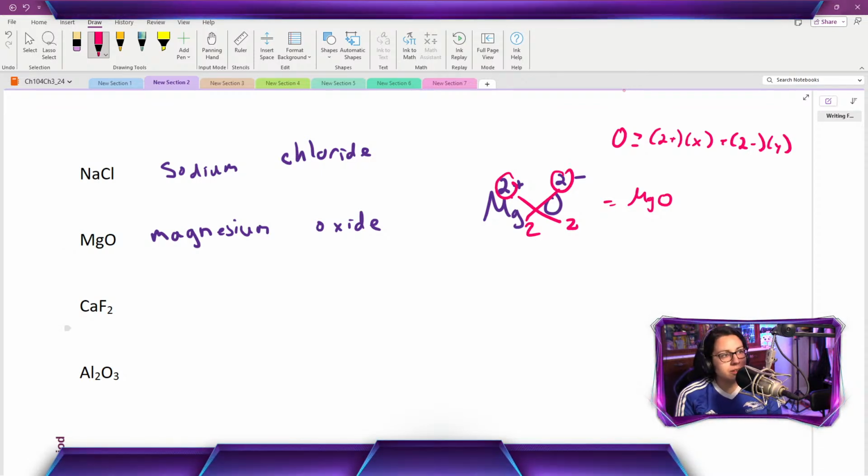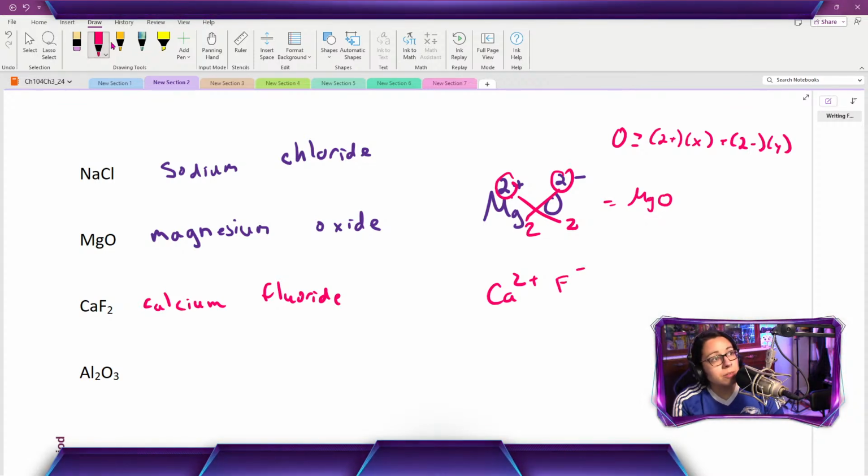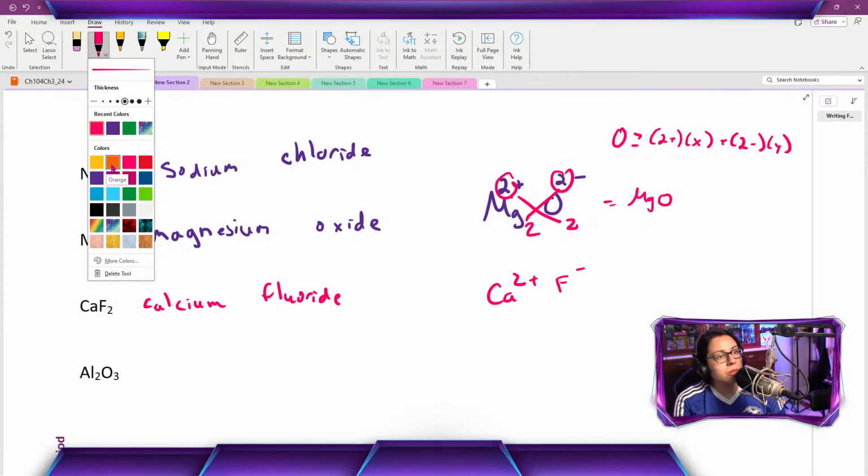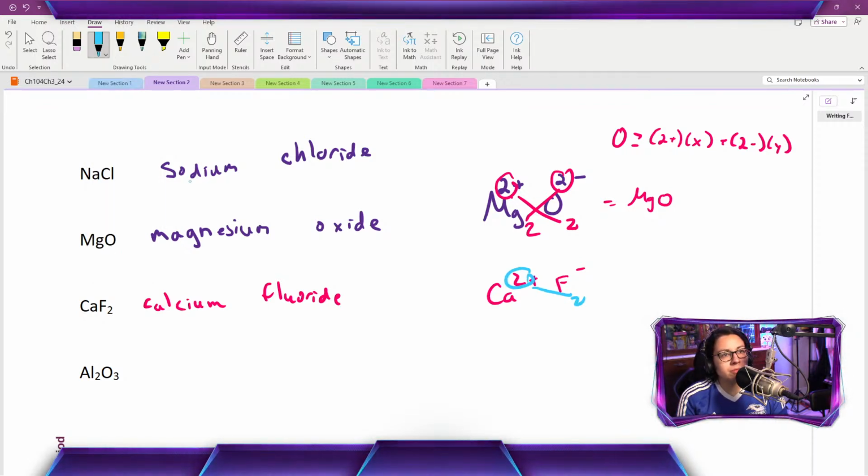And CaF2, that's calcium fluoride. And we could go back. So calcium 2+, fluorine 1-. So now let's do our swap trick again. And that gives us our formula back out, CaF2.